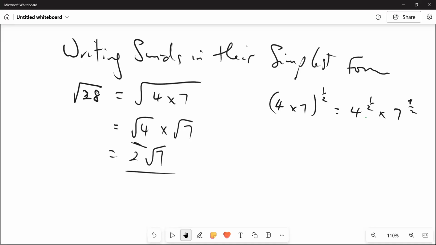Think you get that? Look for a perfect square that is a factor of the number under the radical sign, or the square root sign. Let me give you another example, maybe.